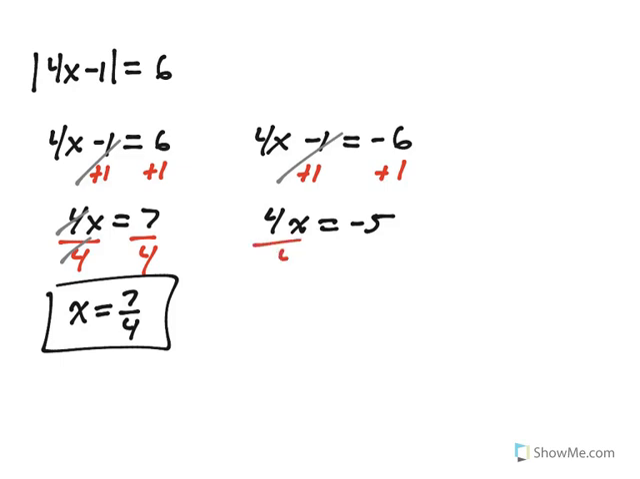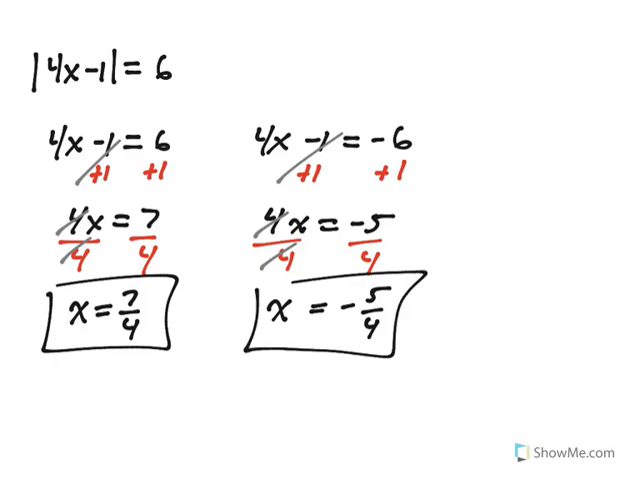And then we divide both sides by 4. And we know that the 4's cancel. And then your other answer is x equals minus 5 over 4. Okay, and if you plug both of these in, they will equal 6. All right, so we want to set two equations, one for the positive value that it's equal to, and one for its opposite value. So 4x minus 1 equals 6, and 4x minus 1 equals negative 6. You solve both equations independently, and you'll have two solutions that work for this particular example.